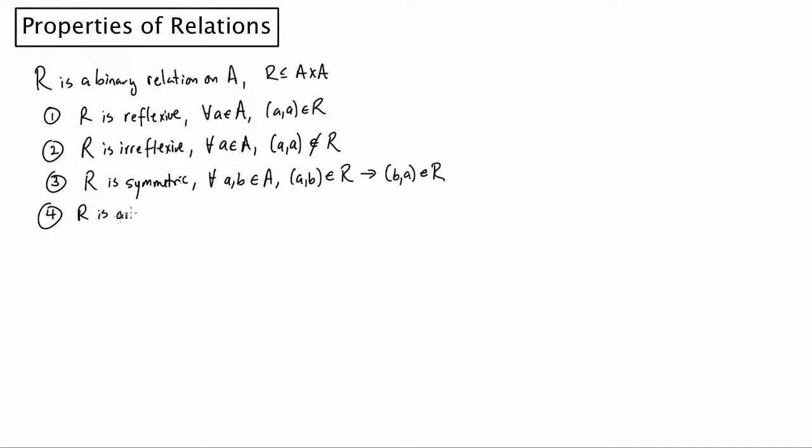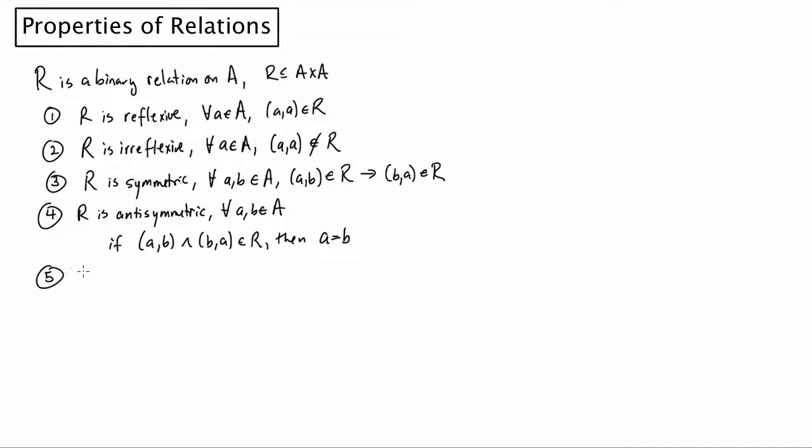The next one is antisymmetric. So we say that R is antisymmetric if for every a and b in A, we have that if (a,b) and (b,a) are elements of R, then a has to equal b. In other words, the only way you get symmetric elements of the relation set is if they are reflexive elements. In other words, (a,a) or (b,b).